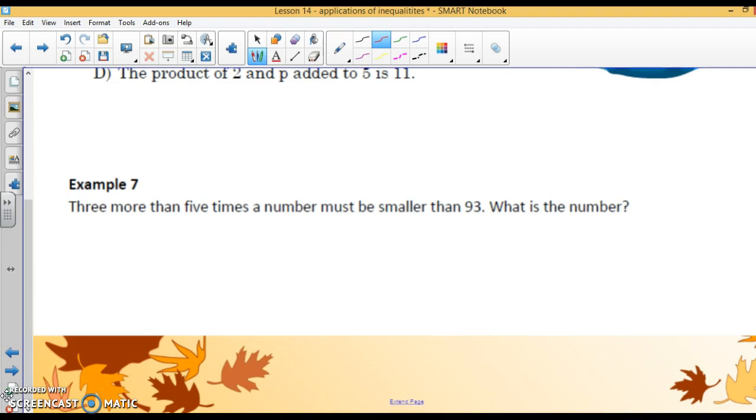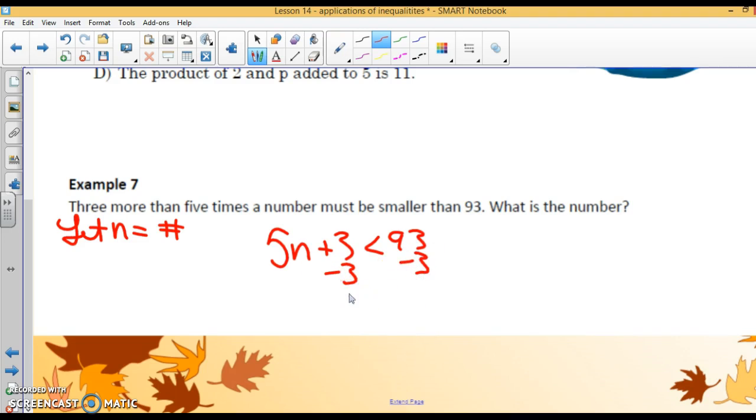Three more than 5 times the number must be smaller than 93. So let n equal the number. 3 more than 5 times the number. So 5 times the number plus 3. 3 more than is smaller than 93, is less than 93. So subtract 3 from both sides. 5n is less than 90. Divide by 5. n is less than 18. So the number could be 17 or less. It can't be 18 because it has to be less than 18. 17 is the biggest it could be.